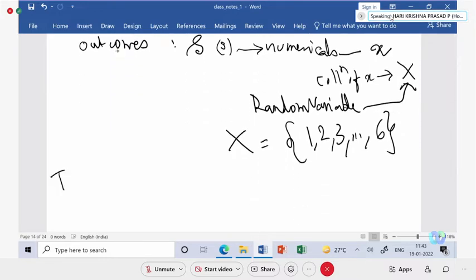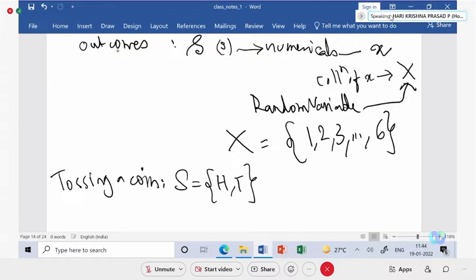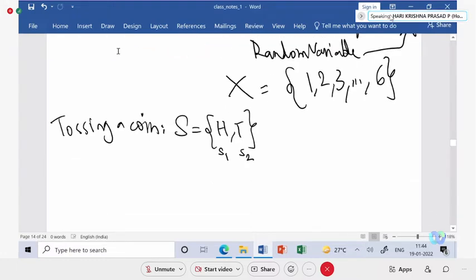In this, I have sample space S given by head, tail. Okay, what are the elements of sample space? This is S1, this is S2. There are two elements. For each outcome of this experiment, because they are non-numerical in nature, I assign a numerical value, say 0, 1. This 0 and 1 together is represented by capital X. How do I represent the elements of this random variable? By lowercase letters x1, x2, and so on.